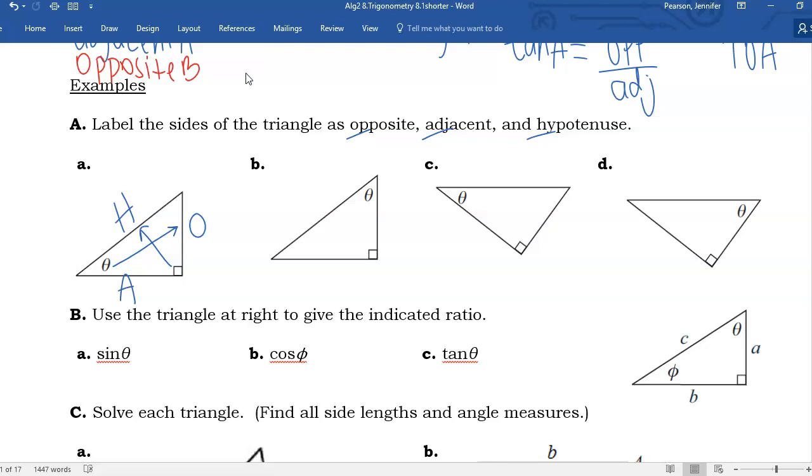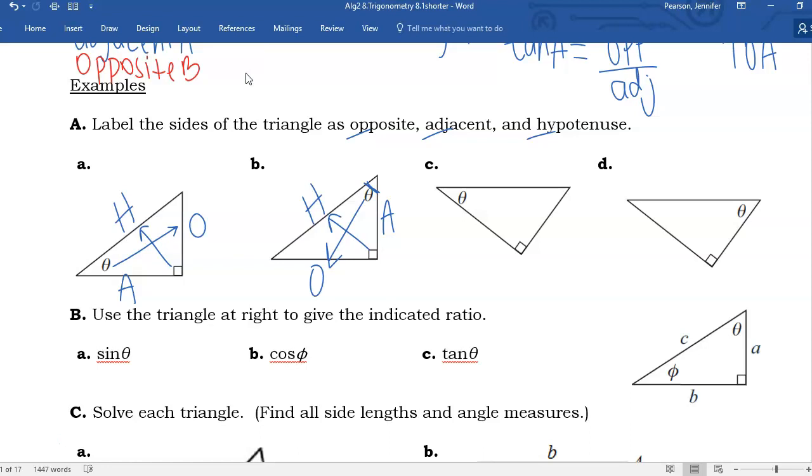Looking at triangle B, it is actually oriented the same way. So the hypotenuse is going to be in the exact same spot. Hypotenuse is still the longest side, still across from the right angle. But now my reference angle moved to the top. I got this Greek letter theta up here. So because my reference angle is at the top, my opposite is now farthest away at the bottom. My adjacent is what is closest to it, the third blank side. Notice H didn't move, but O and A flip-flop based on your reference angle.